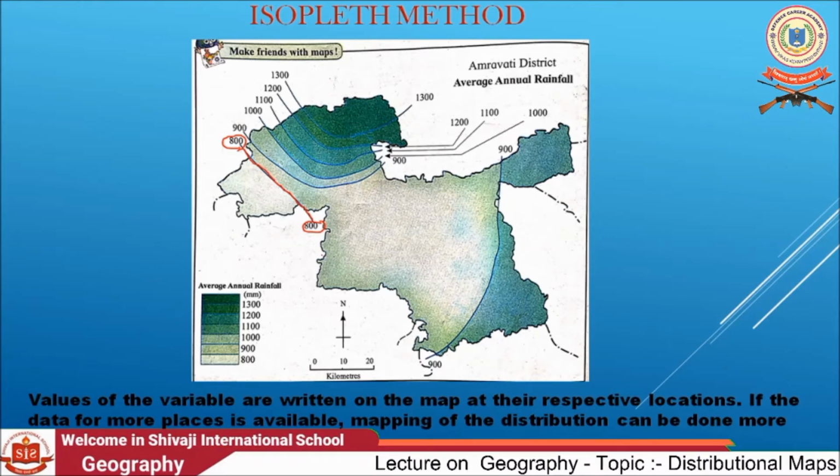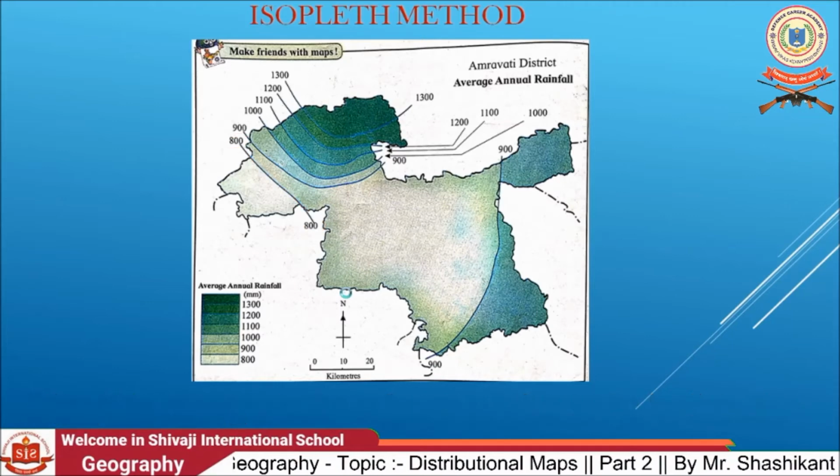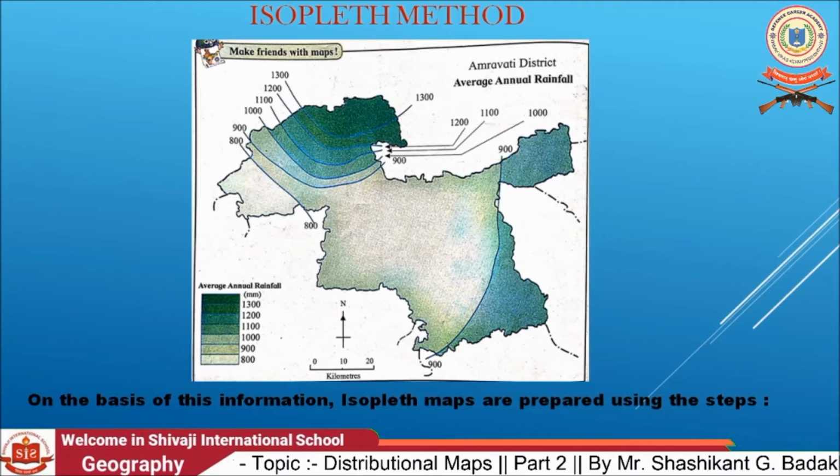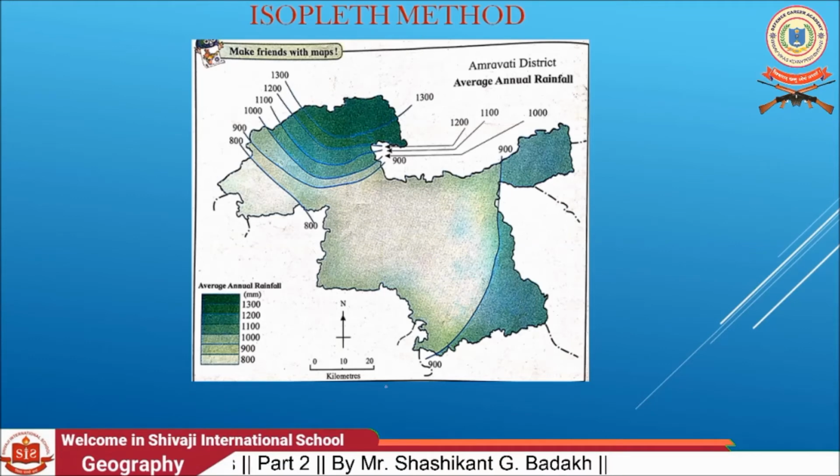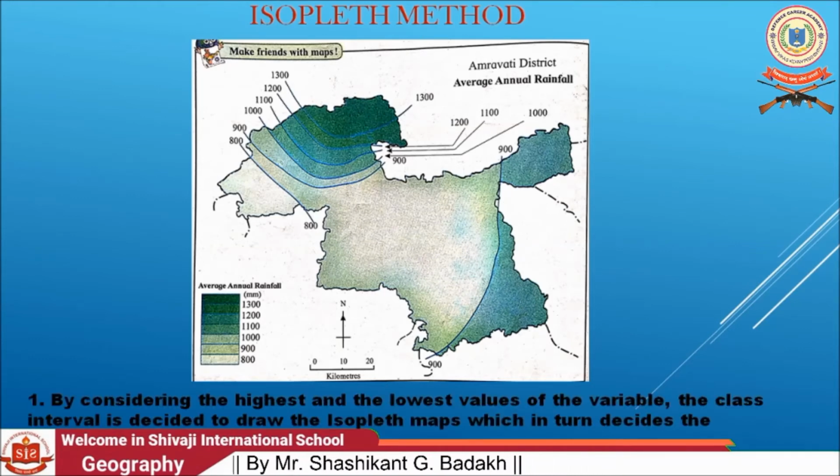If the data for more places is available, mapping of the distribution can be done more accurately. On the basis of this information, isopleth maps are prepared using these steps, which we will see one by one. The first step is, by considering the highest and the lowest value of the variable. Here you can see the highest value is 1300 millimeters, whereas the lowest value is 800 millimeters.